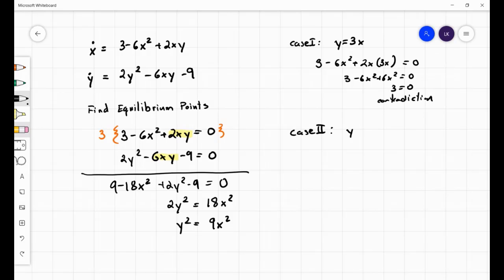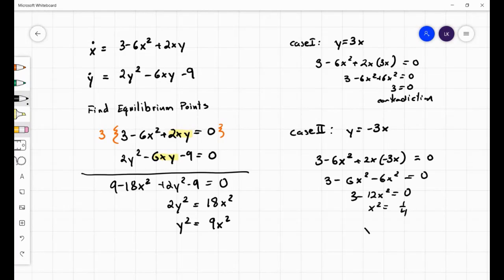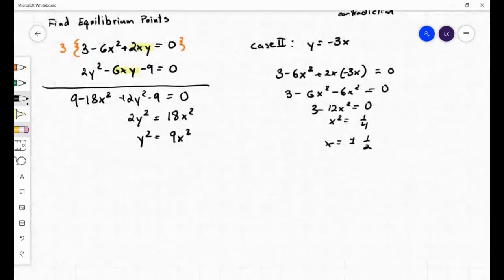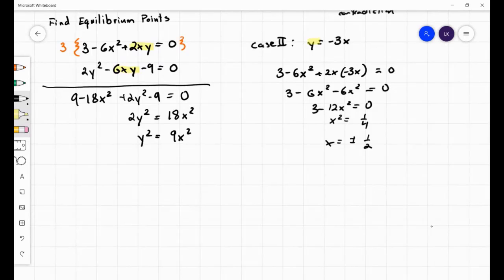Case 2, y could be negative 3 times x. Again, looking at the first equation, we can replace y with minus 3x. So x is plus or minus 1/2. Then y is negative 3 times x. You see the critical points are (1/2, negative 3/2) and (negative 1/2, positive 3/2). So these are our equilibrium points.